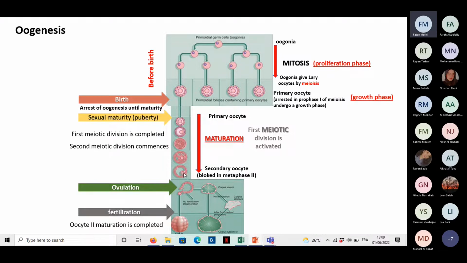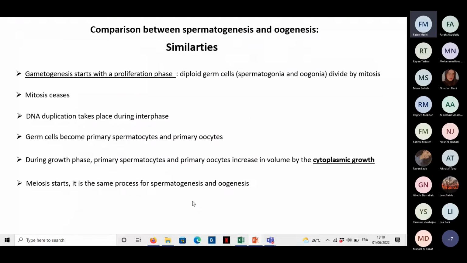And the secondary oocyte will enter the meiosis 2, but will be blocked in the metaphase 2. When we have the ovulation, it will be ovulated as a secondary oocyte blocked at metaphase 2. If there is fertilization, the secondary oocyte will give an ovum and a second polar body. If there is no fertilization, it will remain blocked at metaphase 2. Okay, this is regarding the oogenesis.